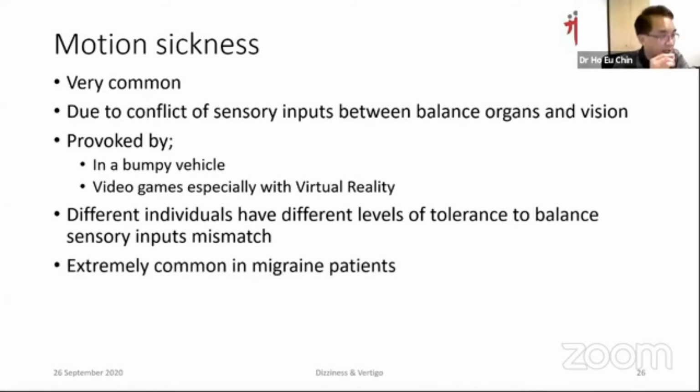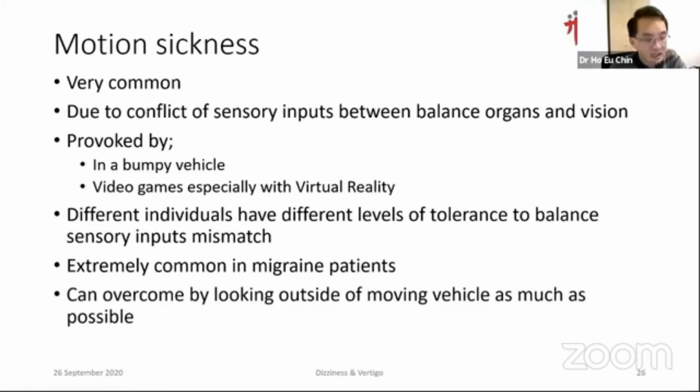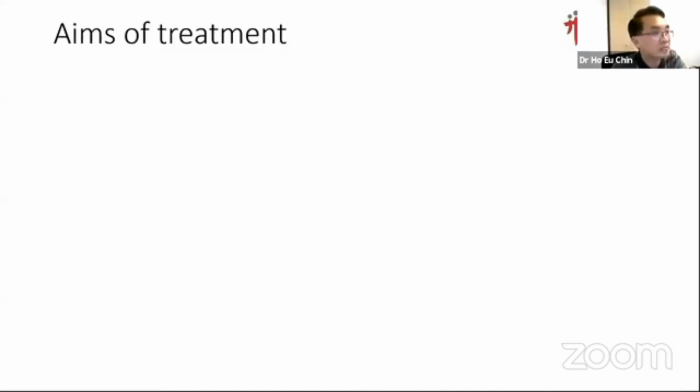Now, I have to say that many of my migraine patients are very prone to having motion sickness. So if you have migraine, you just need to understand that you probably have a lower tolerance and you're more likely to get motion sickness. And as I've said earlier, it can be overcome or reduced by looking outside the moving vehicle as much as possible. Okay, now I have covered the 5 topics.